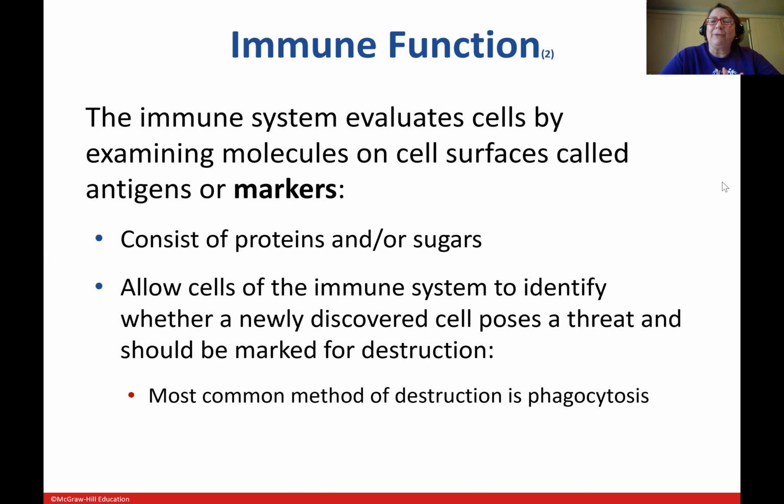Okay, if a cell, such as a bacteria, has different kinds of markers on the outside, then all of a sudden the macrophages know, that's not part of our body, we need to attack that and clear it. Okay, and the most common method of doing that is by phagocytosis, which is where the macrophage wraps around the bacteria, pulls it inside, and then digests it.